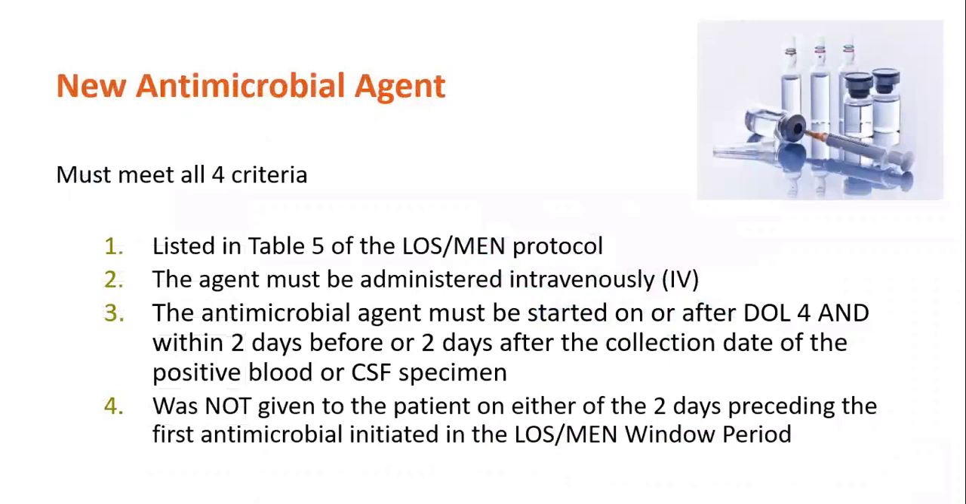A new antimicrobial agent must meet all 4 criteria. They must be listed in Table 5 of the late onset sepsis protocol. The agent must be administered intravenously, and the antimicrobial agent must be started on or after day of life 4 and within 2 days before or 2 days after the collection date of the positive blood or cerebral spinal fluid specimen, and was not given to the patient on either of the 2 days preceding the first antimicrobial initiated in the late onset sepsis window period.